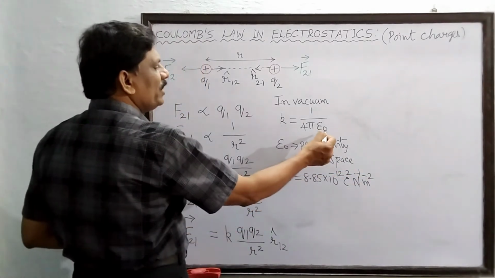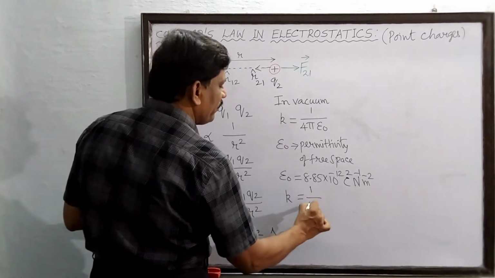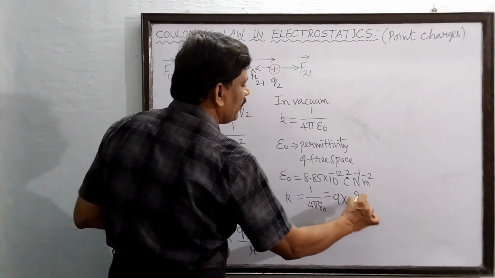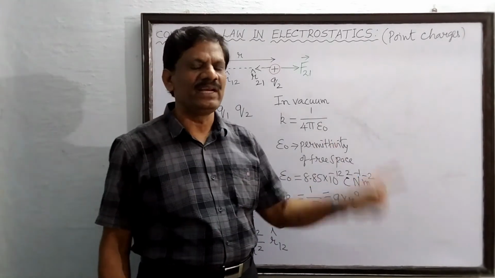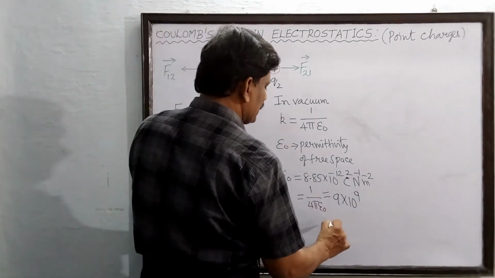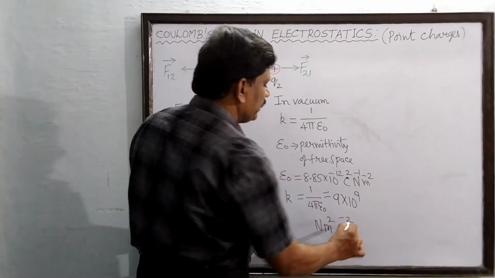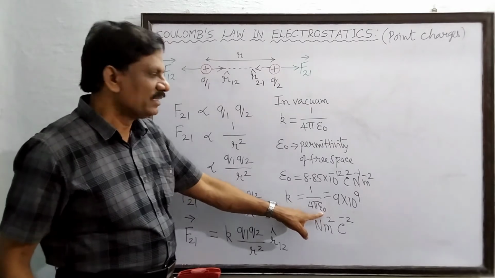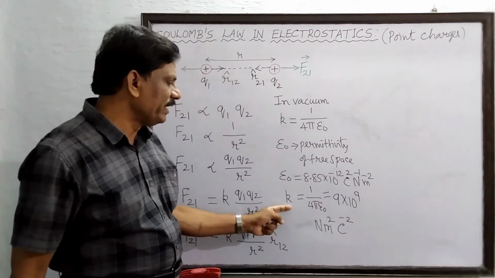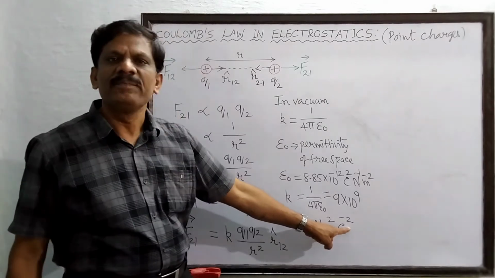And if you substitute the value here, therefore K is equal to 1 by 4 pi epsilon naught, which is equal to 9 into 10 to the power of 9. This is a standard value you have to remember always while solving numerical problems. And this must have the unit of what? Newton meter square per Coulomb square. It is a reciprocal of epsilon naught, is it not? Therefore, when epsilon naught has a unit of Coulomb square per Newton meter square, this 1 by 4 pi epsilon naught or K must have a unit of Newton meter square per Coulomb square.